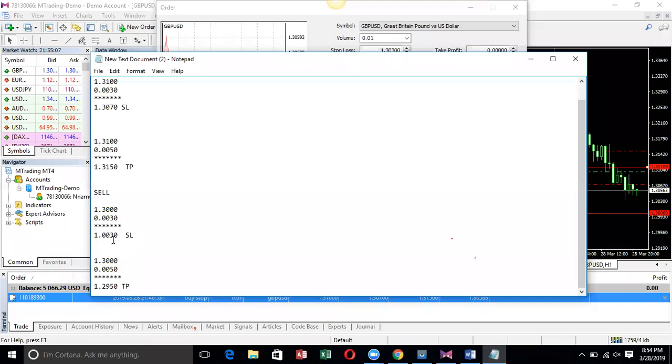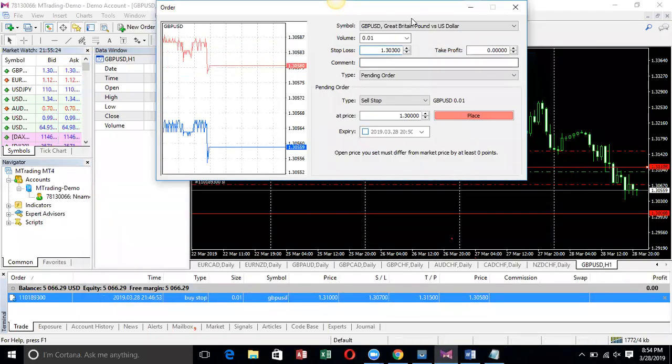Sorry, this is wrong. Forgive me. This is addition. We did addition here. So this is addition. This is addition. I forgot this 3. This is addition. Okay. So we have it 30, and we now have our take profit 1.2950.